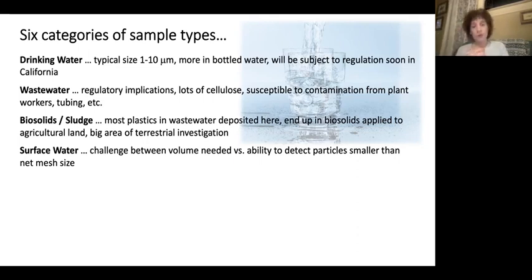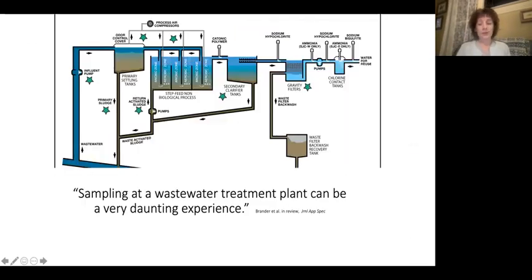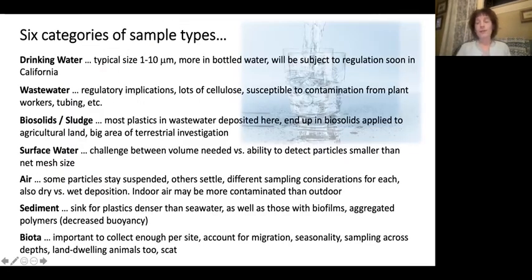And surface water. There's a big challenge between the volume needed versus the ability to detect particles smaller than a net mesh size. And so some recommendations for surface water are now to use things like auto samplers, instead of nets, because a lot of the plankton nets used in early microplastic studies had a mesh size of about 300 or so microns, meaning that anything smaller than that went through the net, and you weren't accounting for those smaller particle sizes in your study.